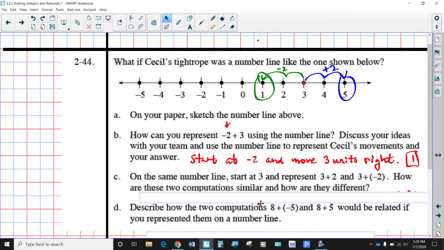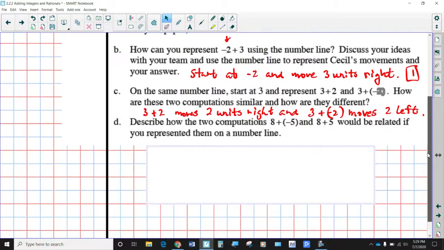So how are they similar and how are they different? Well, 3 plus 2 starts at 3, but it moves 2 units to the right, whereas 3 plus -2 moves 2 units to the left. So with that in mind, describe how the two computations, 8 plus -5 and 8 plus 5, would be related on that number line. Go ahead and formulate your thoughts and write down a quick response based on what you saw me do up here.